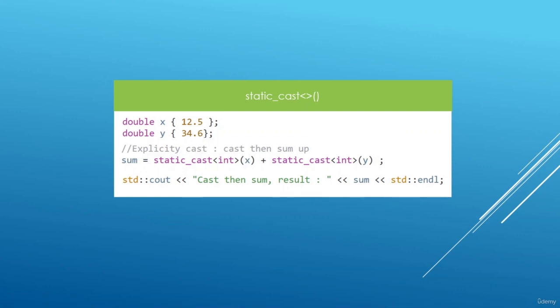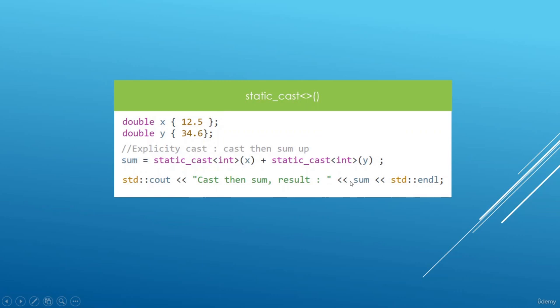We can explicitly cast each operand to int and then add them up. So what we are doing here is taking x and transforming that into an int. We are taking y, transforming that into an int, and then we are going to add up those two integers, and we are going to collect the result into this sum variable here. And then we are going to print this out.